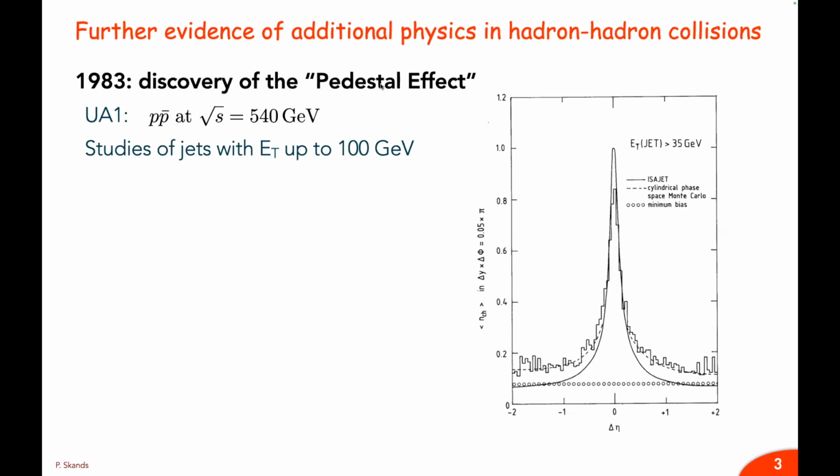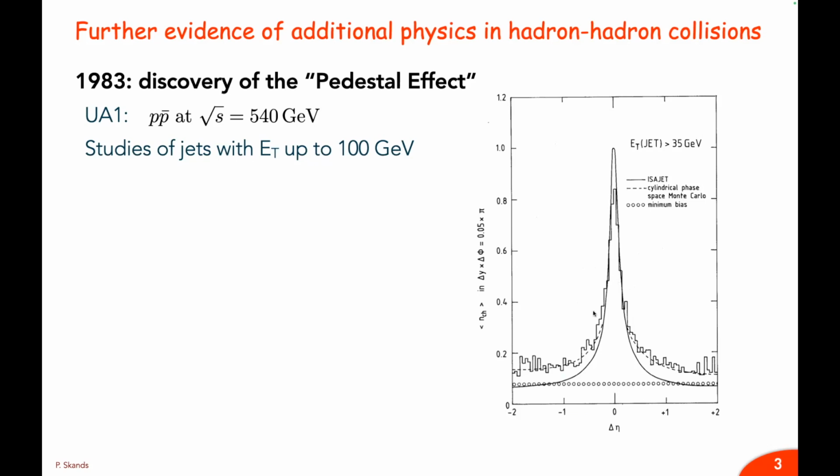That's called the Pedestal Effect. Today we call it the underlying event. And that was also right around the same time discovered. So UA1 were doing p-pbar collisions at 540 GeV center of mass energy. And they could study jets with energies up to 100 GeV, so quite hard jets by the standards of the day. And they got plots like the one on the right here.